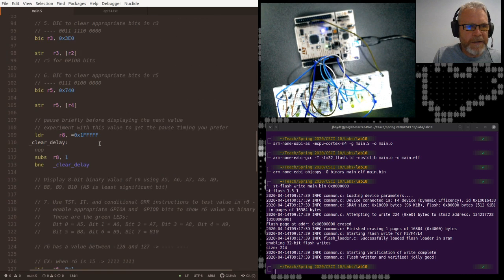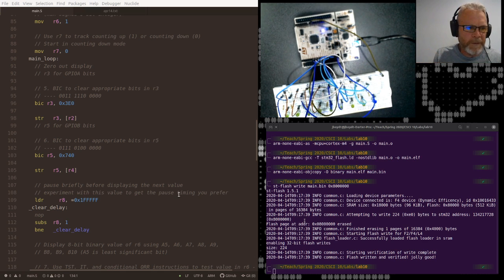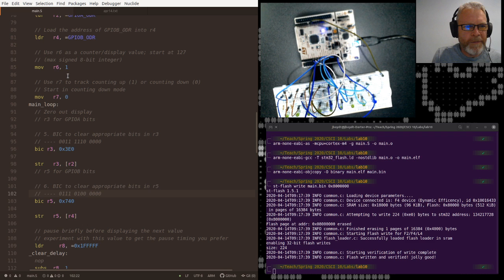The last thing is to go to line 85. I'm going to refresh my display because something doesn't look right. Okay. Last thing is to go to line 85 and do what it told me to do originally, which is make it 127. So what should happen now, it's going to start at 127. It's going to be in counting down mode.